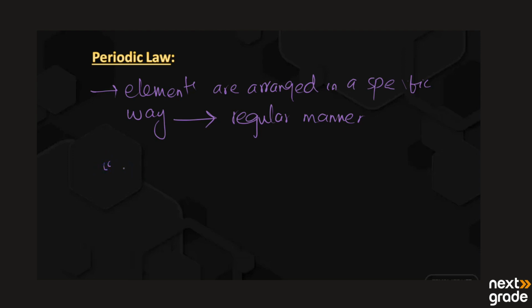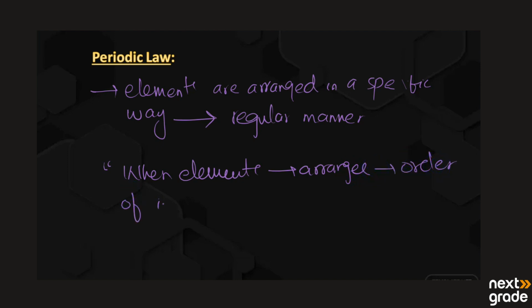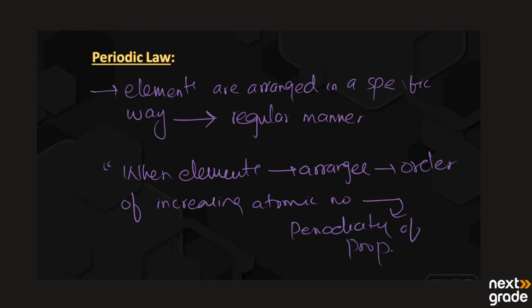By definition, the periodic law is that when elements are arranged in the order of increasing atomic number, then there is periodicity of properties. This is known as the periodic law.